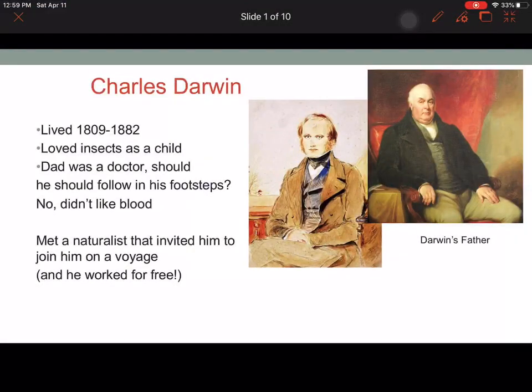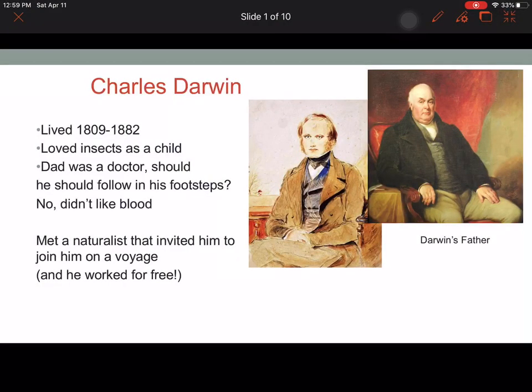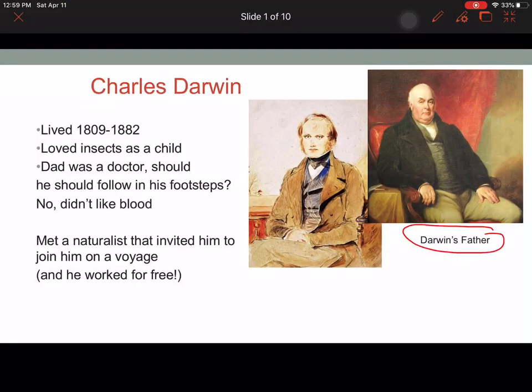So we're looking at these notes. This is Charles Darwin, and he lived from 1809 to 1882. He loved insects as a child. He was not quite sure what he wanted to do as he got older. His father, who's listed, you can see right here, I'll circle it, thought he should follow in his footsteps and become a doctor.